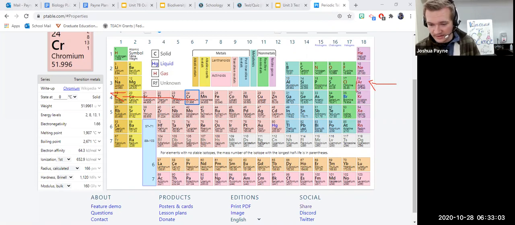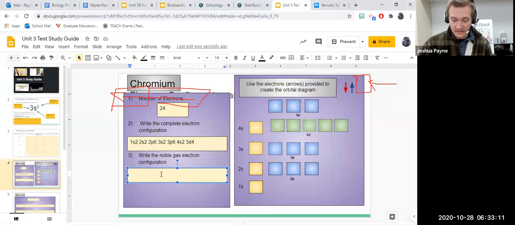So we're going to have argon in parentheses, and then we're going to have 4s2, 3d4. Writing that out, we have argon, 4s2, 3d4.